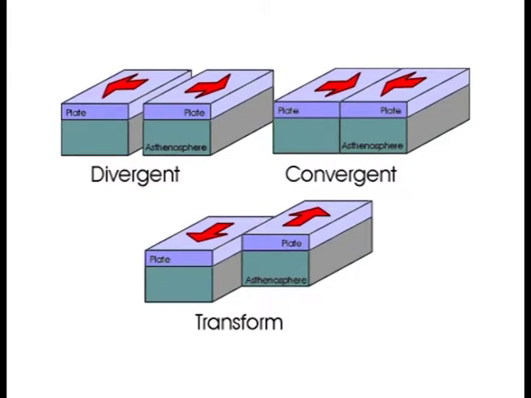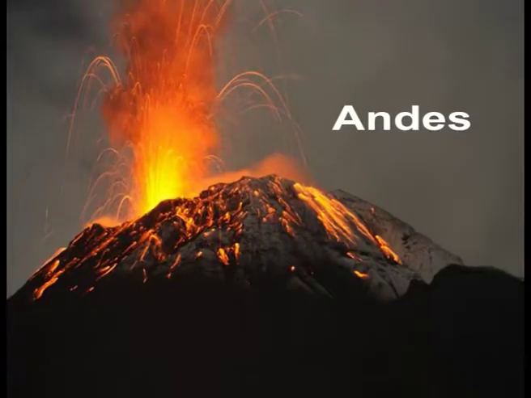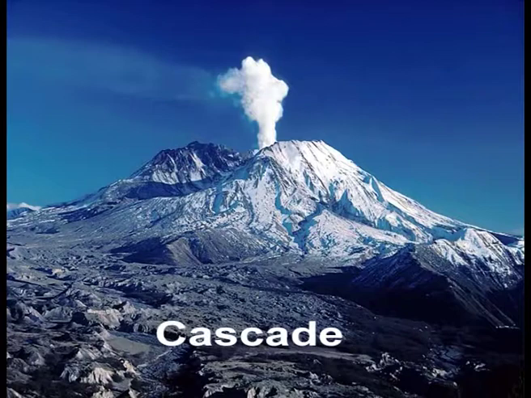Number 2, convergent, where plates come together. In the convergent type of plate boundaries, there are three types of convergence. Number 1, ocean-continent. Oceanic lithosphere is subducted beneath continental lithosphere. Many earthquakes and andesitic and rhyolitic volcanoes occur here. Example, Andes and Cascades, a very dangerous place.